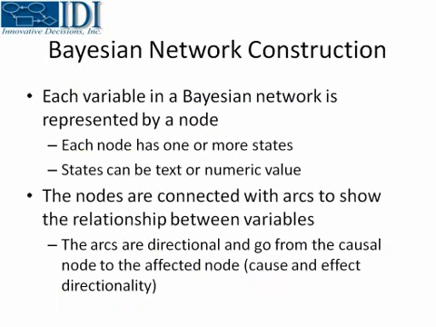So to actually construct a Bayesian network, what we do is we create one node for each variable that we're interested in. And each node has one or more states associated with it. And these states can be either textual values, such as red and black, or they can be numeric values like 1 and 2. The nodes are then connected with arcs from one node to another node that show the relationship between the variables. And the arcs go in the direction of cause to effect. So it's a cause and effect relationship, as you'll see in the upcoming examples.